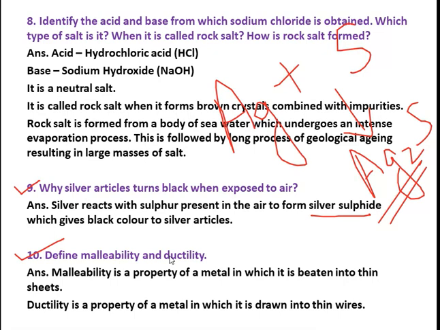And what is ductility? Ductility is a property of a metal in which it is drawn into thin wires. You have seen the copper wires and the aluminum wires. That is because of ductility. From a small piece of gold, a long gold wire can be made because of the process of ductility.